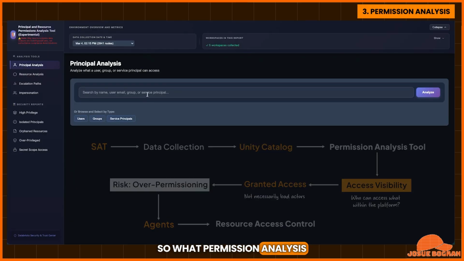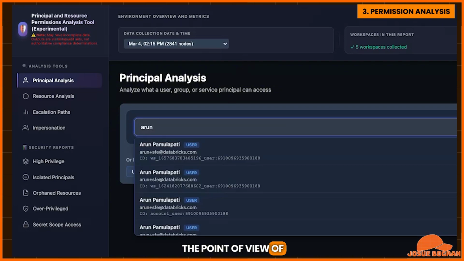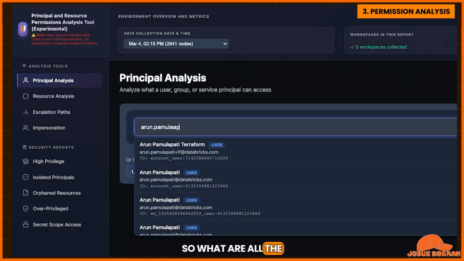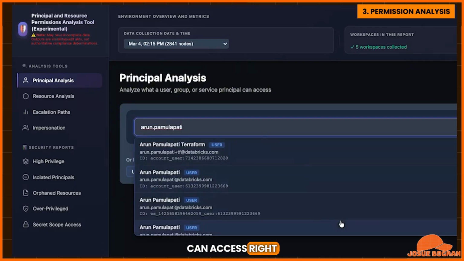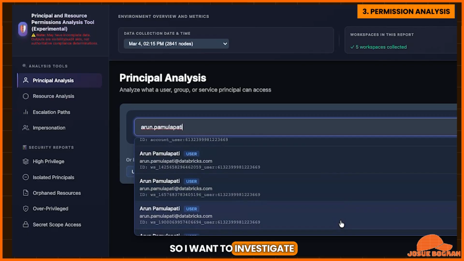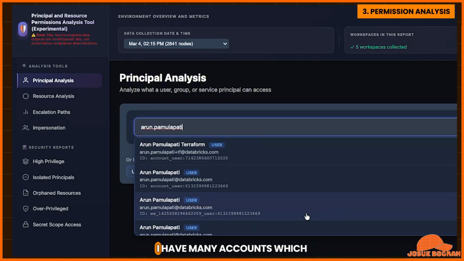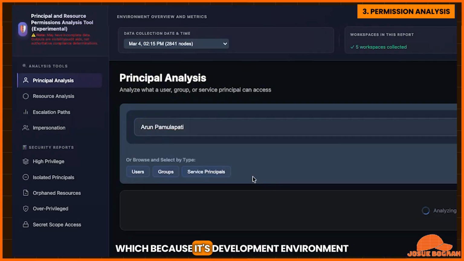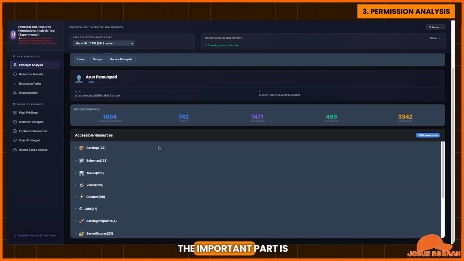So what the permission analysis tool does, at a very high level, is let you look from the point of view of a principal. A principal can be a user, group, or service principal. So what are all the things that this person or this group can access, right? I want to investigate, at a given point in time, what this person has access to. I have many accounts because it's a development environment, so this is the primary account that I use.